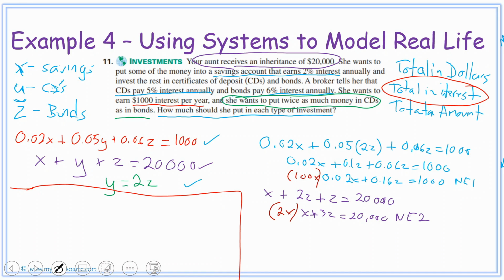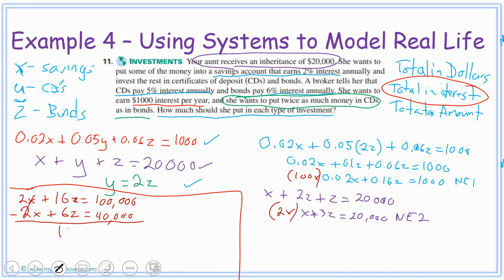So if we do the first one, 100 times 0.02x, that's going to give me 2x. 100 times 0.16z, that's going to give me 16z. And then 100 times 1,000 is going to give us 100,000. All right, so we have our first new equation. And then our second one, 2 times x is going to give us 2x. Plus 2 times 3z is going to give us 6z. And then 2 times 20,000 will give us 40,000. All right, so now we could go ahead and eliminate that. We can subtract everywhere. That's the way we can cancel the x's.